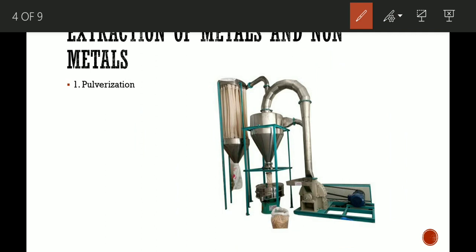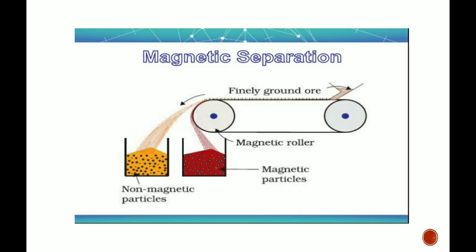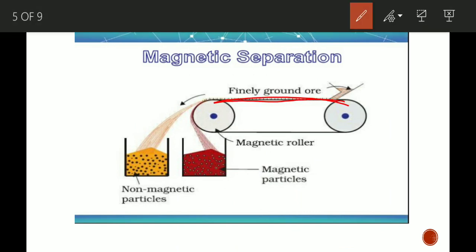I hope till this everything is clear. Now coming to the next, which is important and has been asked many times in the exams, which is magnetic separation. Now this method is employed to separate the magnetic and non-magnetic components present in the ore by carrying the powdered ore on a conveyor belt. Can you see this belt? This belt is called a conveyor belt, passing over an electromagnetic roller. As you can see, this is an electromagnetic roller.